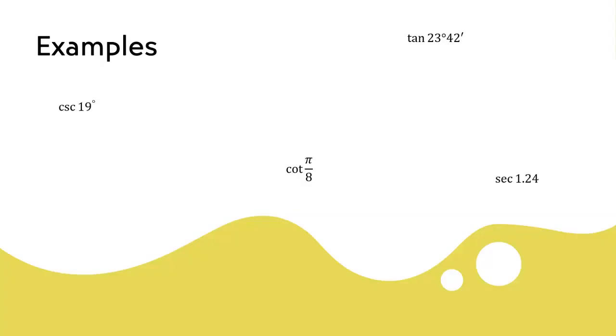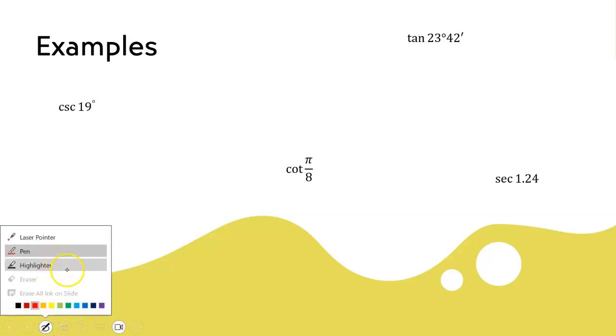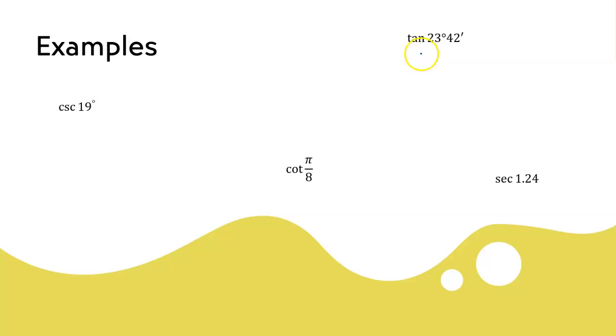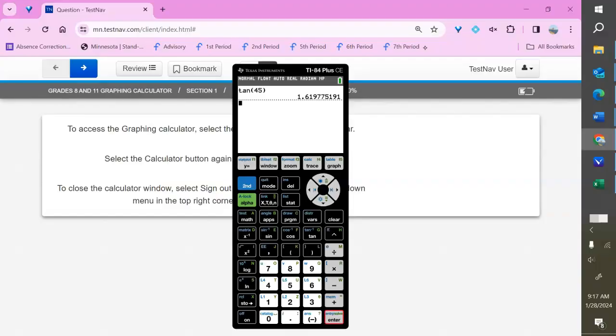Some examples are tangent of 23 degrees, 42 minutes. Before my calculator understands that angle, I have to convert minutes to degrees. I know that there are 60 minutes in 1 degree, so I'm going to put 60 minutes in the denominator and 1 degree on the top. This will cancel my minutes, and then I'll have an answer in degrees. So I'm going to do 42 divided by 60.